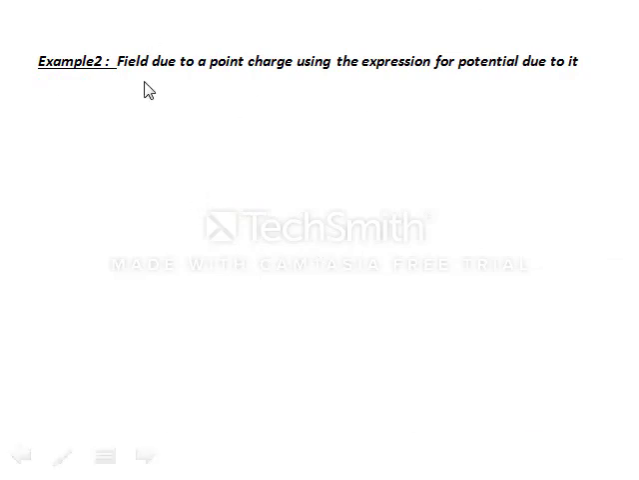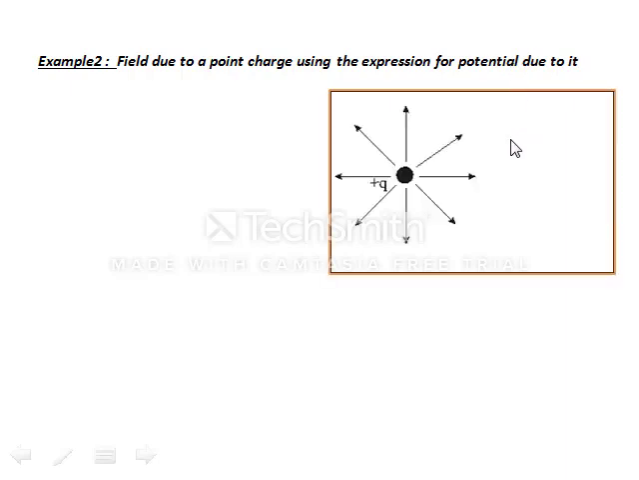This is the second example, where we are supposed to find the field due to a point charge using the expression for potential due to it. Now suppose we don't remember the formula for the field due to a point charge. We remember the formula only for its potential. So let's see how to proceed. This is the point charge Q, and we know that the field due to this point charge is directed radially away from that charge. Our problem is to find the field at a certain point. Let there be a point P at distance r from it.